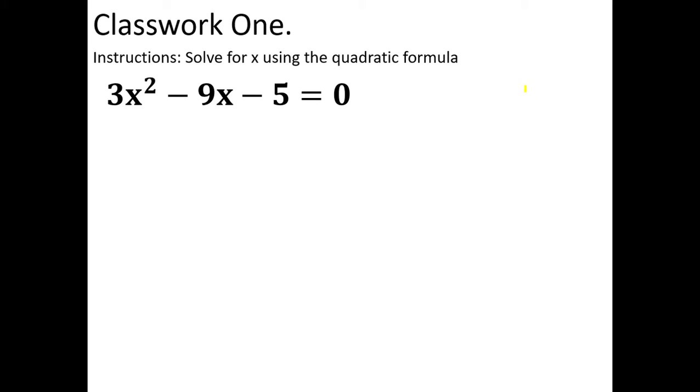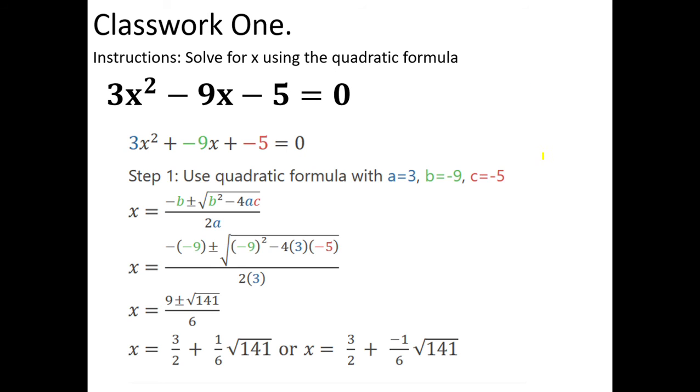All right, let's look at my answer and compare it to your answer. A is 3, B is negative 9, and C is negative 5. So putting that into this equation, you have negative 9. So negative times negative is positive, so this turns positive. So you have a positive 9 up front. Inside the square root, negative 9 squared is negative 9 times negative 9. Negative times negative is positive.